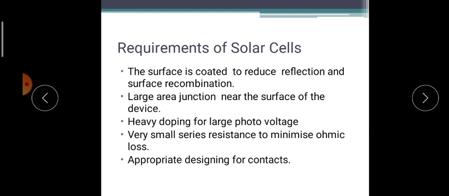To attain photovoltage, the semiconducting material should be heavily doped as per the requirement, but not too heavy. The resistance of the device must be maintained very small so that the power losses due to ohmic losses can be minimized. And the contacts must be designed as per the size of the solar cell.